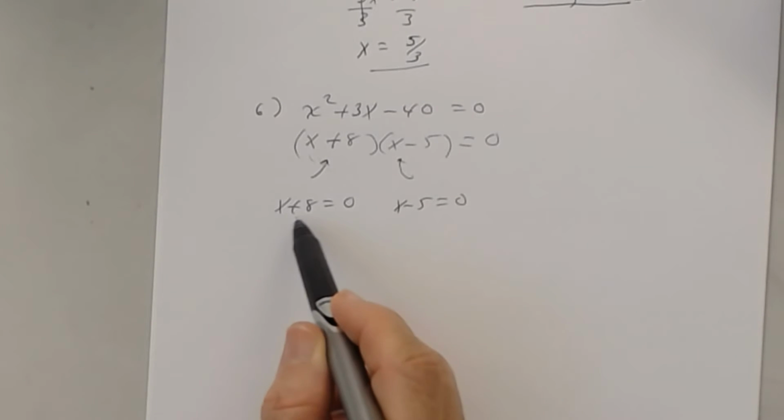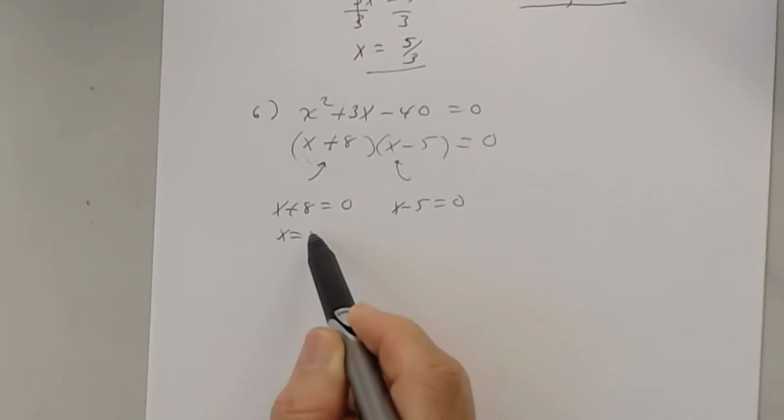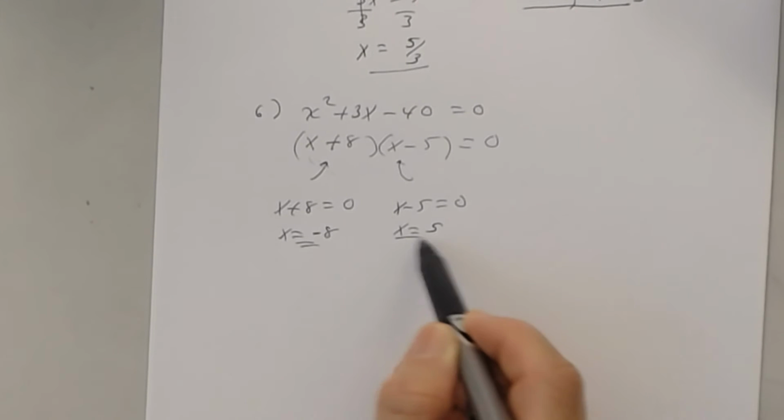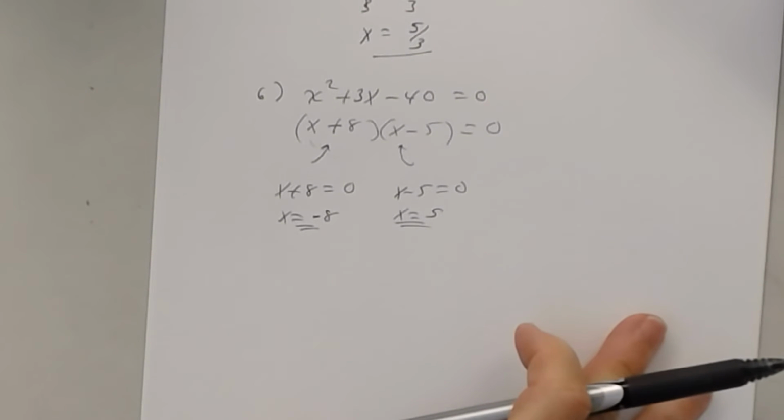All right, so when I solve this linear equation, what's x equal to? Negative 8. So there's one of my solutions. Over here, x equal what? 5. There's your other solution.